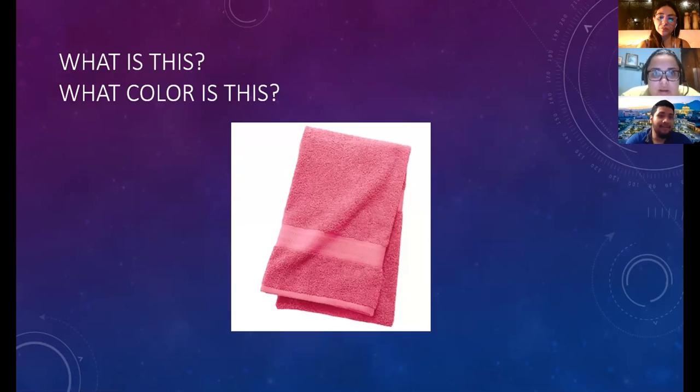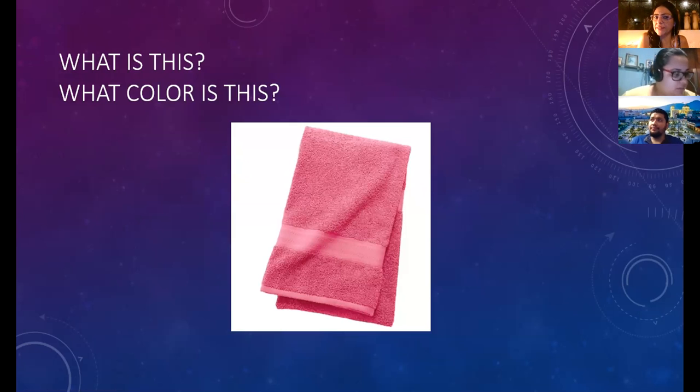Okay. The color is pink. Is a pink or is pink? It is pink. Solo se le pone a cuando hablamos del sustantivo, o sea, de la cosa, ¿verdad? De adjetivos no le ponemos, no decimos a pink. Es rosado.